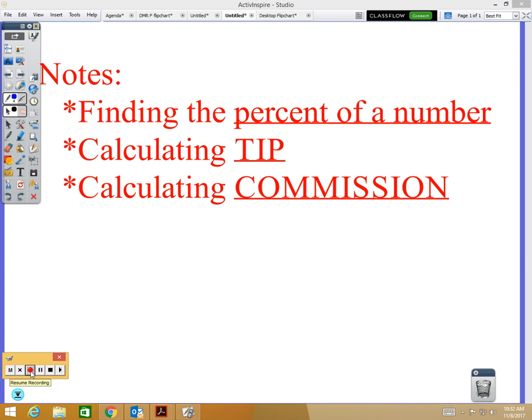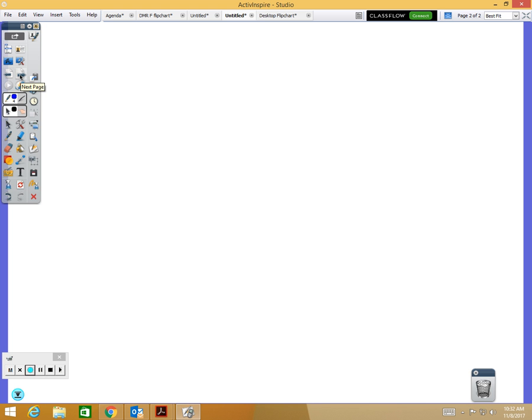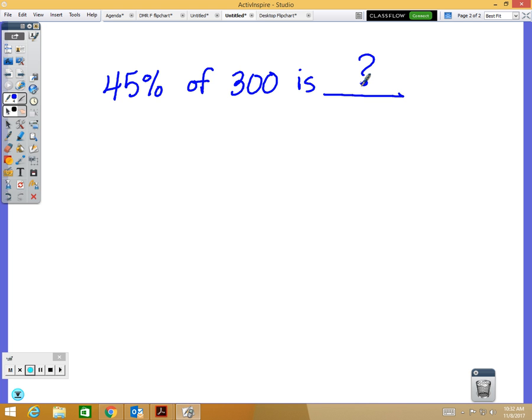So finding the percent of a number is what we're going to start with first, and you can use a calculator for that. So first of all, if I wrote out 45% of 300 is. So let's talk about the two words in this problem, the of and the is, because these two words always mean the same thing in math, no matter what skill we're talking about.